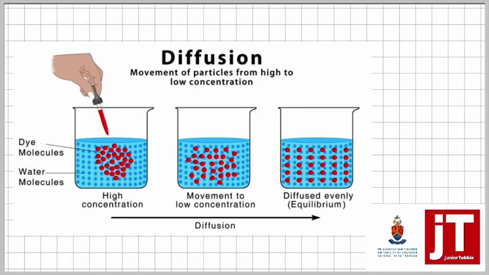Now, much of the research that has been done to support the particle model of matter has come from experiments on diffusion. Now, diffusion is the movement of particles from a high concentration to a low concentration completely spontaneously. Now, spontaneous means that this movement from a high concentration to a low concentration is done without any outside interference.